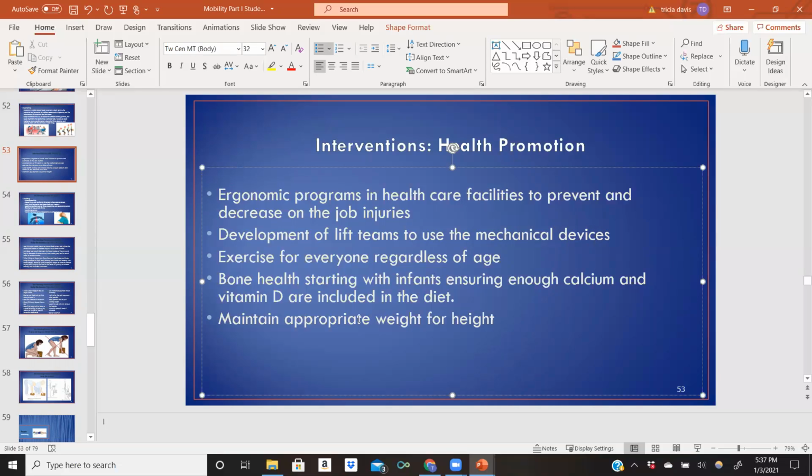Bone health, starting with infants, is important to assure enough calcium and vitamin D are included in the diet. And then you always want to maintain a proper weight for your height, because when you're overweight, it puts a lot of strain on your bones and can cause a lot of problems.